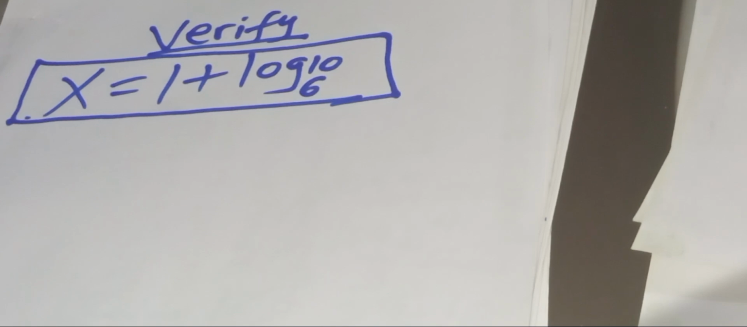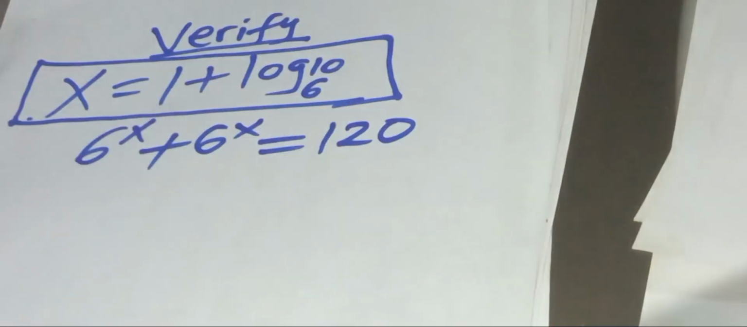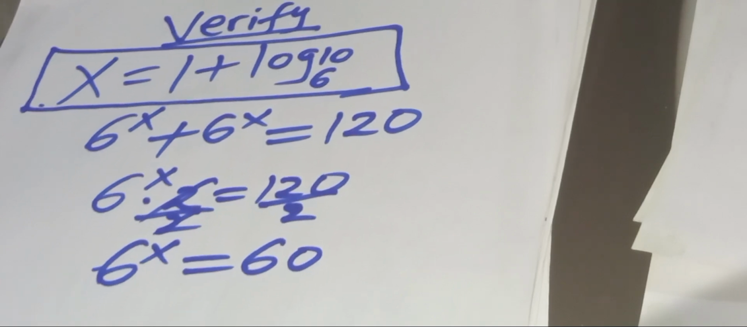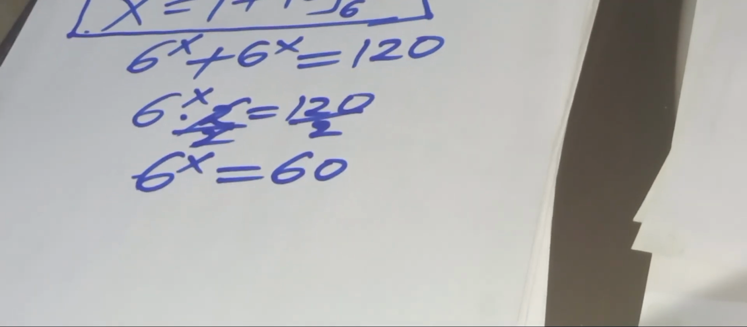equation. Now, we enter 6 to the power x plus 6 to the power x. This should give us a value of 120. And we simplify this exponential equation further to 6 to the power x multiplied by 2, which is equal to 120. Now, this is the same thing as 6 to the power x equal to 60. So let's substitute the value of x. Now, substituting the value of x, we'll have 6 to the power 1 plus log 10 to base 6. This should give us a value of 60.